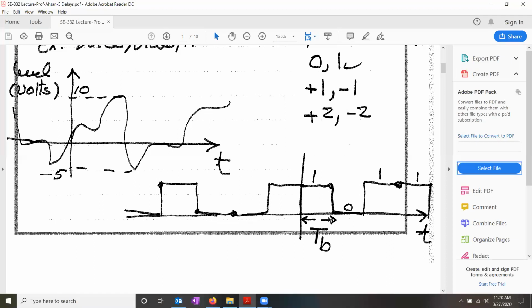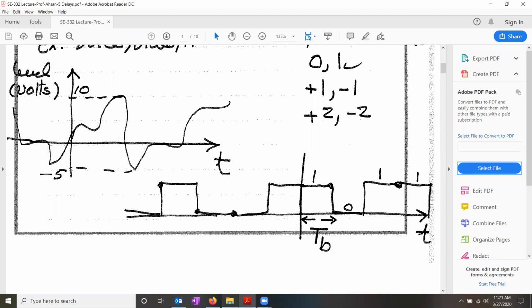What is the duration? The duration of what one signal element is representing. Look, this is the bit duration for zero, and this is the bit duration for 1. When the signal is launched on the medium, the bit duration tells for how much time the signal is representing a particular bit.